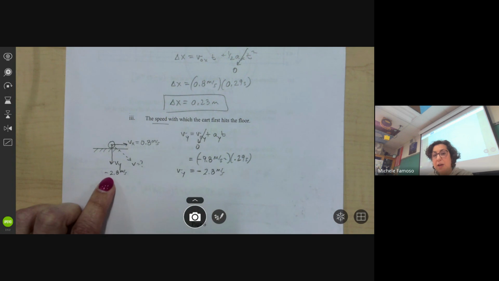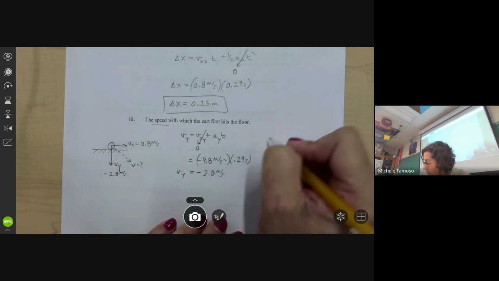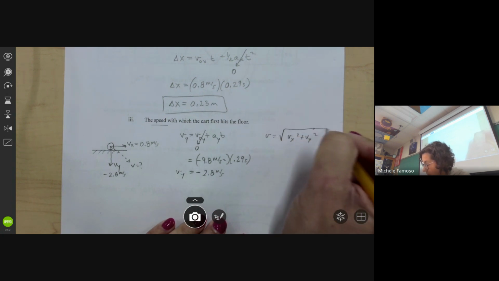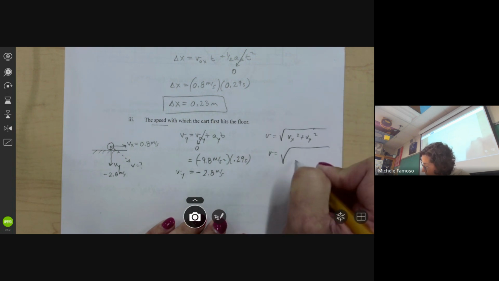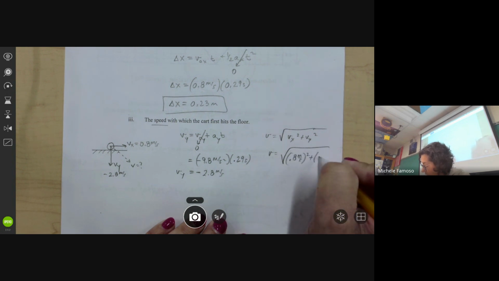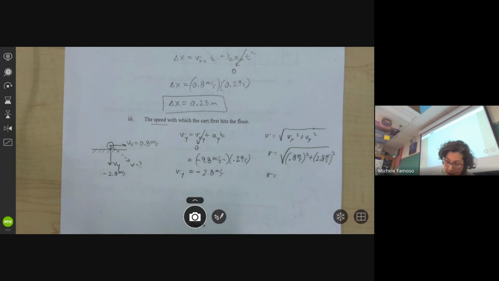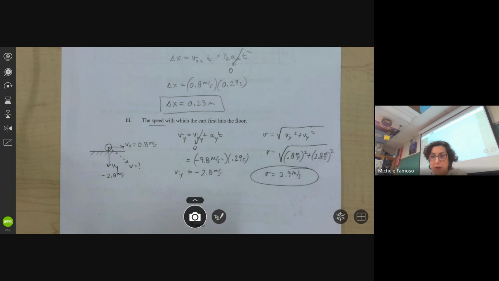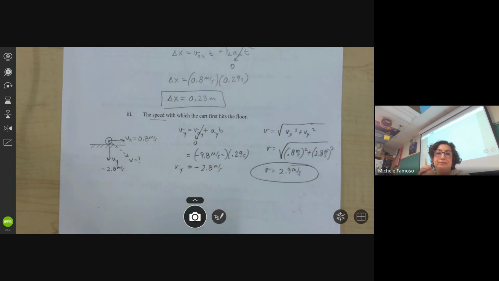So now I have these values. How do I get the v? I use Pythag. So that means I'm going to take 0.8 meters per second, square it, and add it to the 2.8 meters per second, square it. So 0.8 squared plus 2.8 squared, take the square root of that, and that gives me a speed, an ultimate speed of 2.9 meters per second, which is my final answer. And that's the whole test.